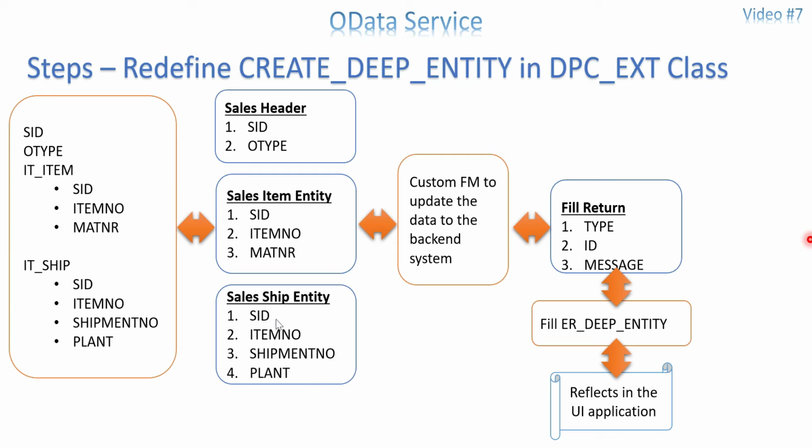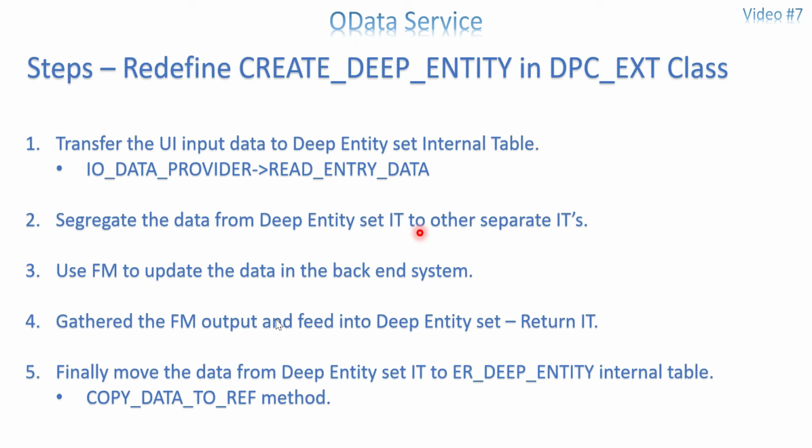Okay, and the next one is a little more technical. I have to perform the same data flow. So first, I have to transfer the UI input data. You don't need to worry about converting it. You have an option called iData provider. This is one of the parameters for the create deep entity method, and in that there is a method called read entry data.